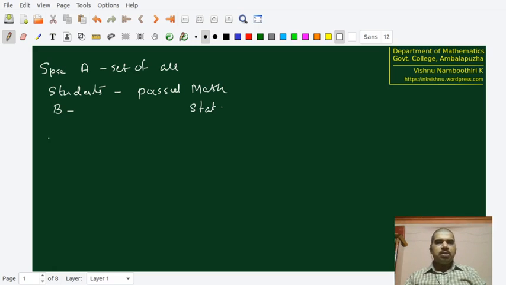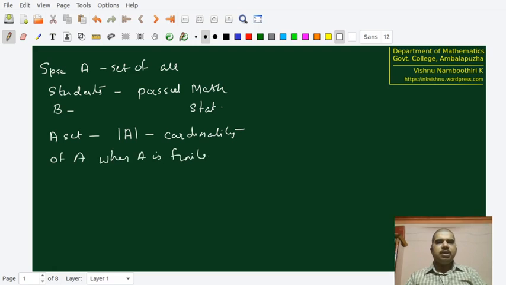A small notation: if A is a set, then by the vertical line A, we mean the cardinality of A when A is a finite set. Cardinality in the sense that this is the number of elements in A. This notation, vertical line A, means the number of elements in the finite set A, and we call it the cardinality of A.